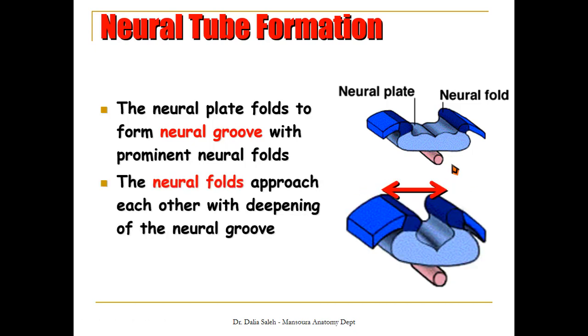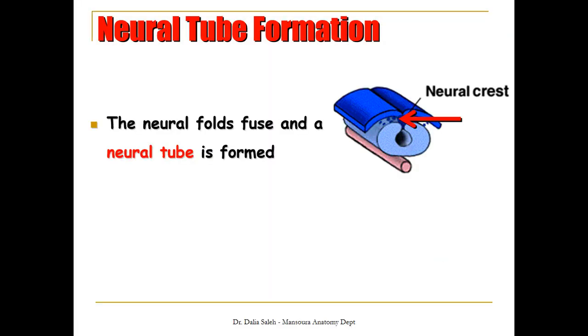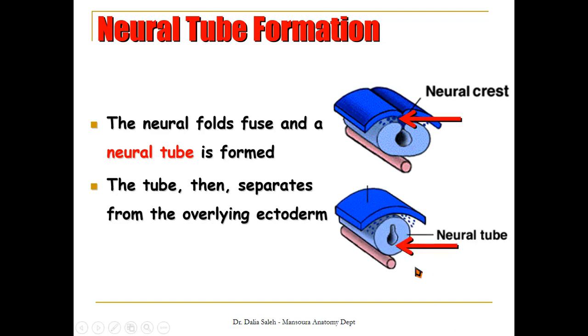With further growth, the neural folds approach each other because the neural groove deepens more and more, till the two neural folds fuse together and the neural tube is now formed. Then the neural tube will separate from the overlying ectoderm.